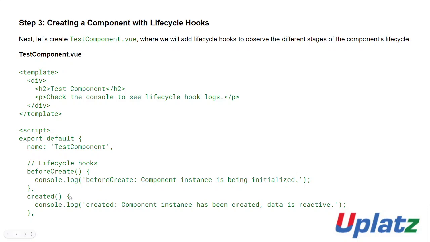Now within second bracket, console.log within bracket, then within quotes, created colon component instance has been created. Data is reactive.